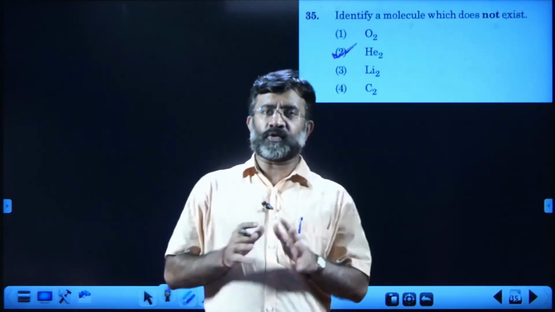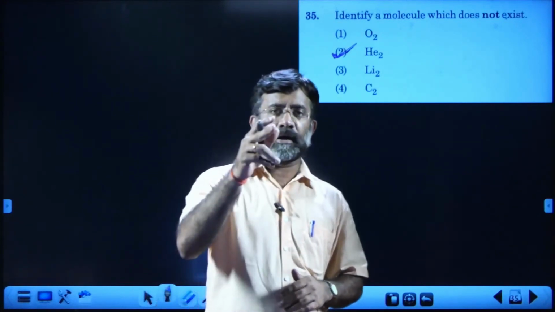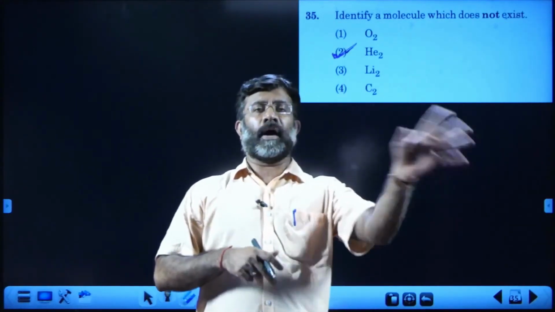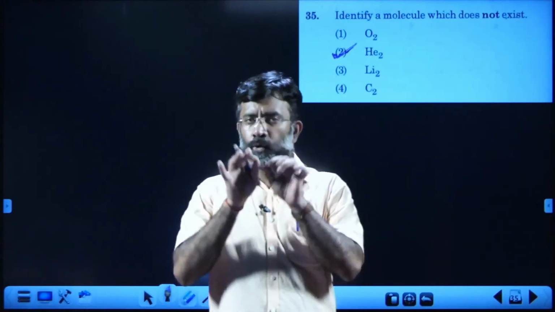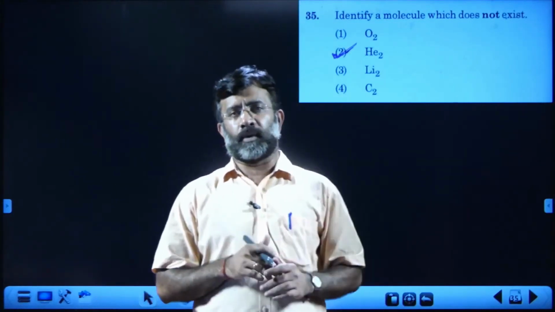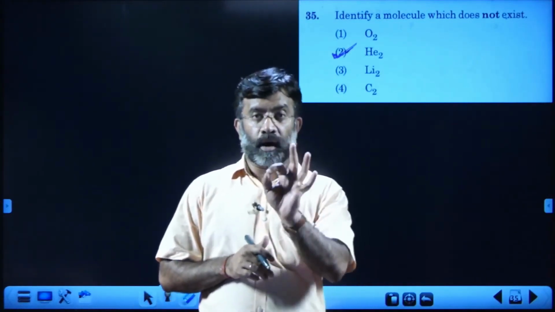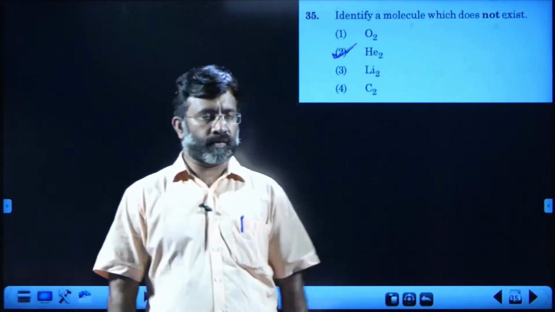For a molecule to be stable, all of you know, the number of bonding electrons must be greater than the number of anti-bonding electrons. Otherwise, it is not stable. So He2 does not exist because the number of bonding electrons is equal to the number of anti-bonding electrons. The configuration is sigma 1s2, sigma star 1s2. That cannot exist.